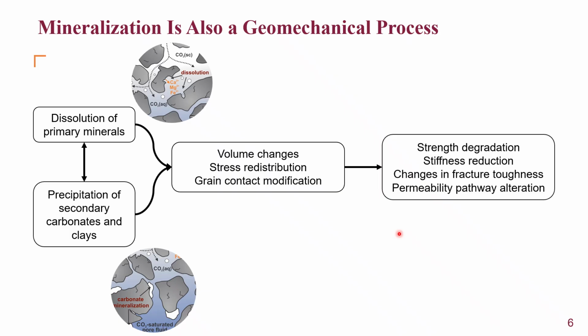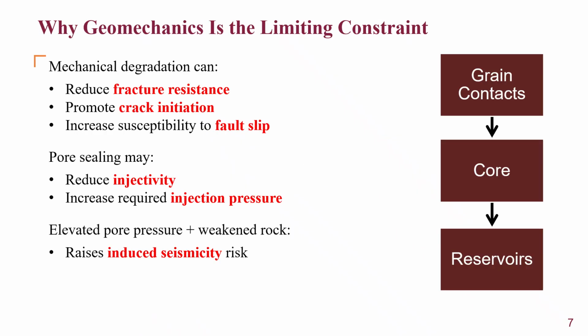Now, these processes will also lead to degradation in strength, which is a geomechanical property. It will lead to stiffness reduction, which is related to strength. It will change our fracture toughness or the ability for the formation to resist propagating fractures. And it will also alter our permeability pathways. Understanding geomechanics is not optional because it is very, very important. It governs how much CO2 can be injected and how safely you can store CO2.